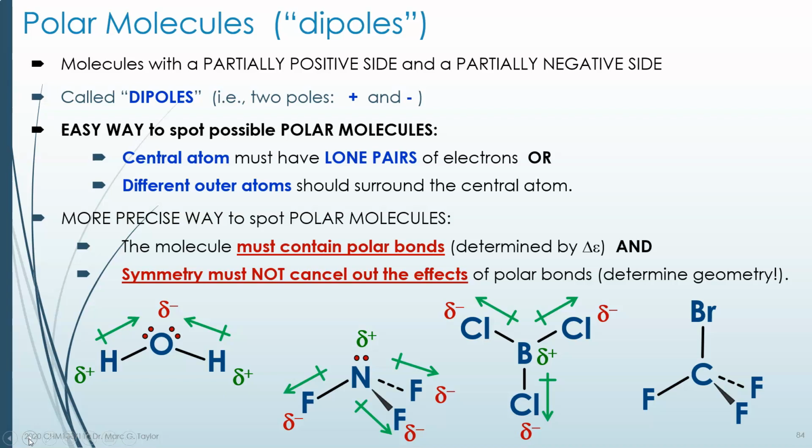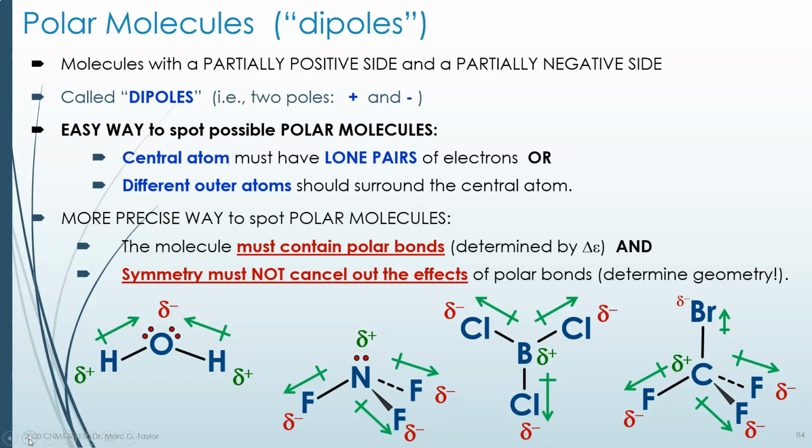And the last example, that same thing would be true if all 4 outer atoms were fluorines. They would all balance around the carbon. But since one of those atoms is not a fluorine, it's a bromine, which is not nearly as electronegative as the fluorines, they can't balance each other, and therefore this molecule is also polar.